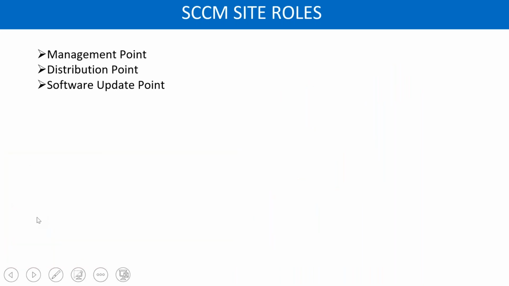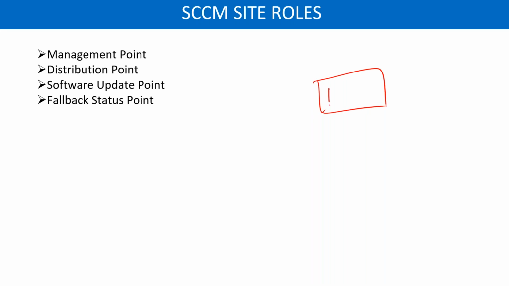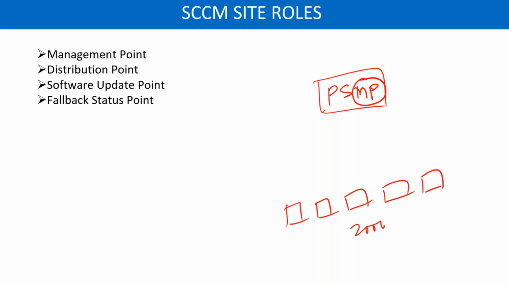And that is the fallback status point. The fallback status point is basically for status messages and SCCM client installation. Let's say you have a primary site, and the primary site also has a management point, and you have some computers, let's say 2000 computers, and all of them have the SCCM client installed.